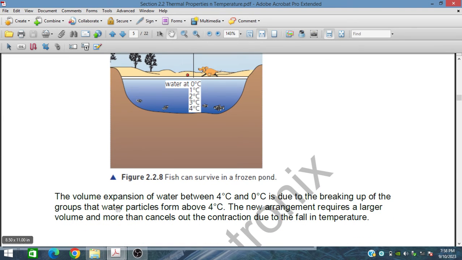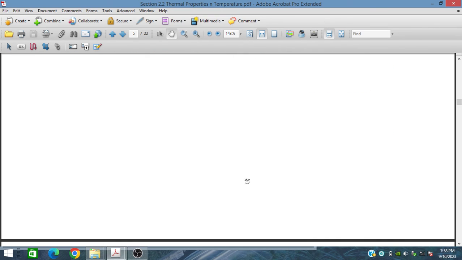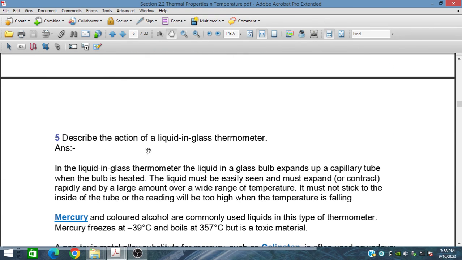The volume expansion of water below 4 degrees C is due to the breaking up of the groups of water particles formed above 4 degrees C. The new arrangement requires a larger volume and more than cancels out the contraction due to the fall in temperature. So this is the behavior of water. Now describe the action of a liquid in a glass thermometer.